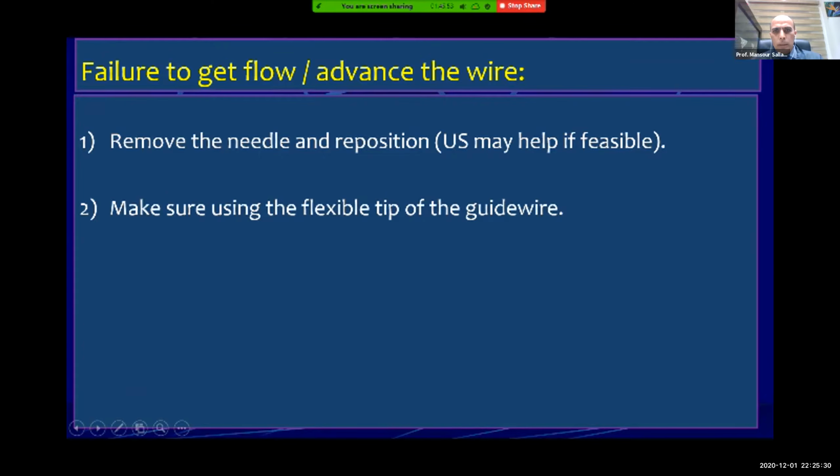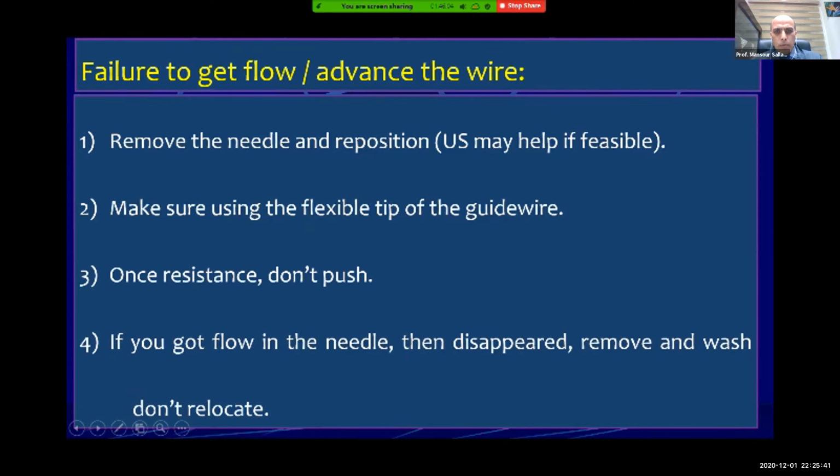Make sure you use the flexible tip of the guide wire; some inexperienced nurses may give you the wire with the hard end. Once you feel resistance, please don't push. If you got flow in the needle and then it disappeared, remove it and wash it, and don't relocate while you are still inside.